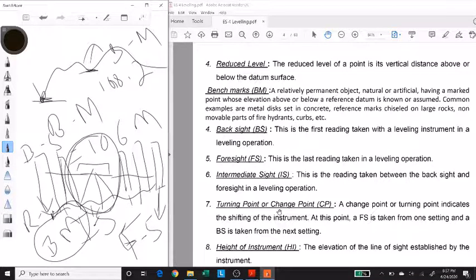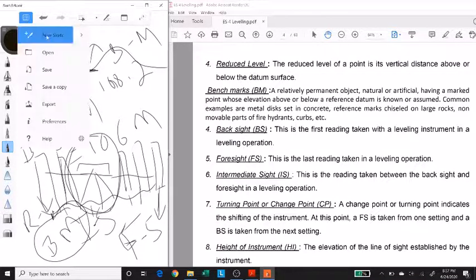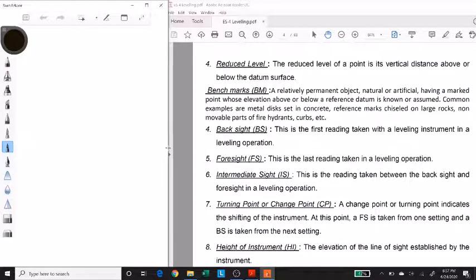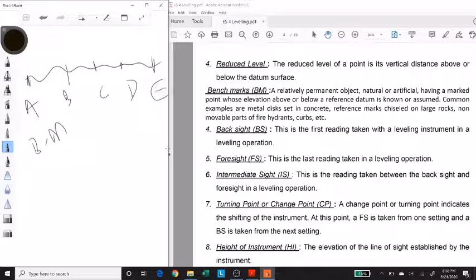Then we have turning point or change point. So let me draw a random surveying plan. Let's say I want to survey this land, and this point A is my benchmark, and I have to find out the elevations of points B, C, D, and E. And the distance between these points is huge. So let's say I first set up my instrument over here and I take my first reading at my benchmark point A, that would be my backsight. Then I take a reading at the point B, that would be my intersight.